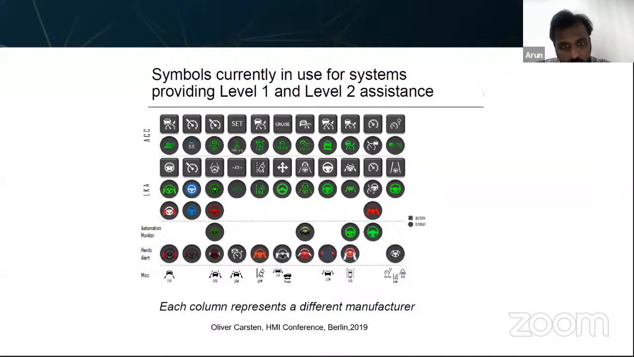One interesting thing that's happening in the automotive domain, especially for HMIs, is something I would like to bring from Professor Oliver Kotzen, who has been working on commonality in HMI designs. What you see here is a logo for activating the adaptive cruise control and the lane keep assist. But you can see that each manufacturer has their own way of presenting information.